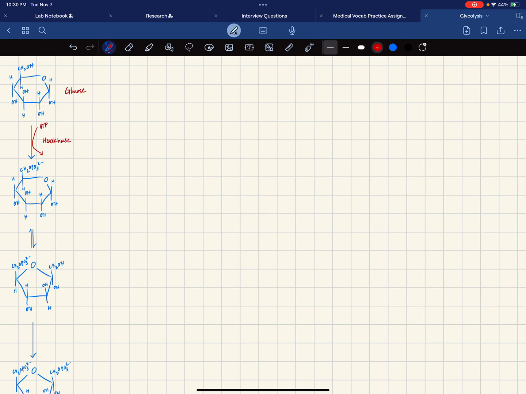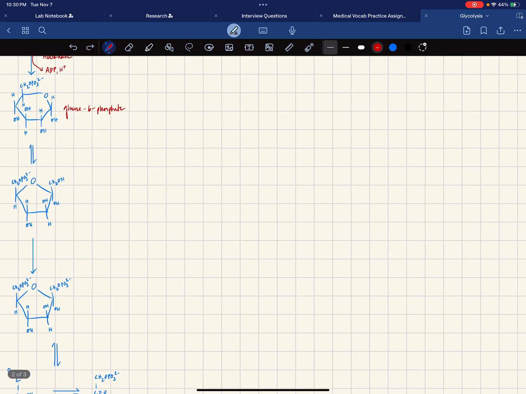So hexo meaning it's a 6-carbon sugar, kinase meaning it's going to attach a phosphate. So hexokinase takes a phosphoryl group from ATP. We're going to make ADP, and we're going to release a proton. That proton is actually very important, so just keep that in mind while we're doing this. And so we get glucose 6-phosphate as our product of that reaction. And so you can see on the 6th carbon, we've got a phosphate group that kinase stuck on there.